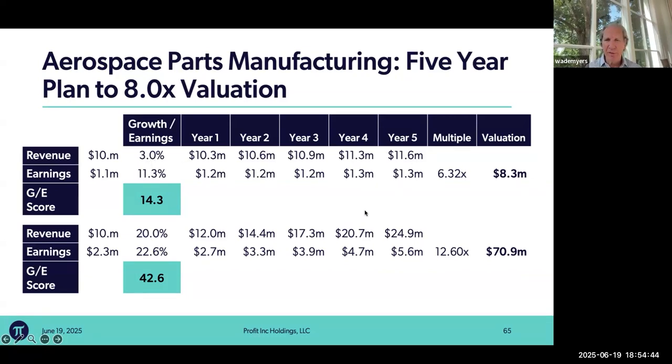Now, this is what happens. Our revenue now is 24.9 versus 11.6. Our earnings is 5.6 versus 1.3. Our multiple is 12.6 versus 6.3. That drives a $71 million business valuation rather than 8. And so that's how the 2 by 2 by 2 equals 8x roadmap looks from just any kind of starting point or baseline.